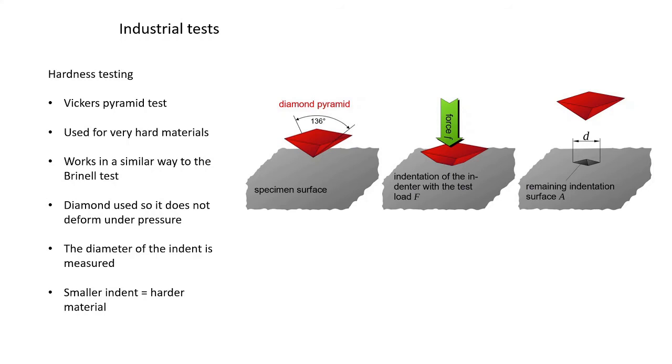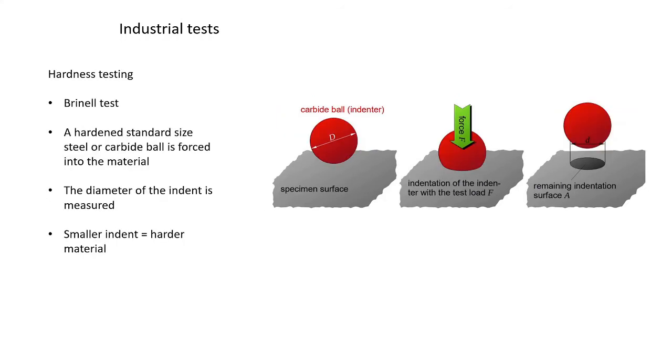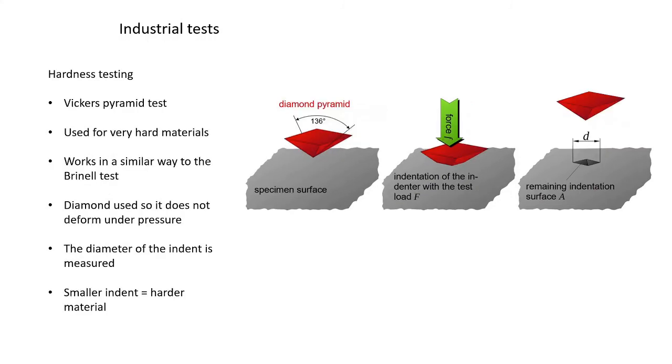You would press down, and similar to the Brinell test we just did with the ball, you just measure the diameter of the indent to see how tough it is. The smaller the indent, again, the harder the material is.